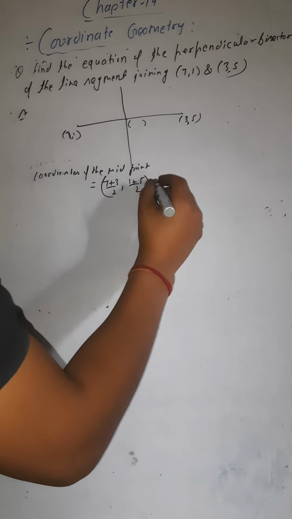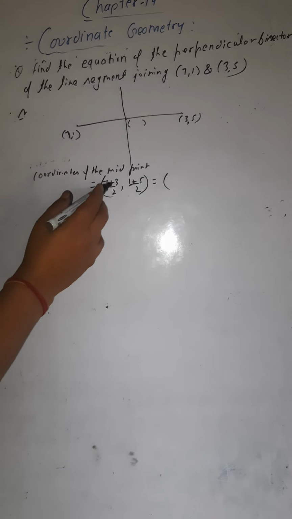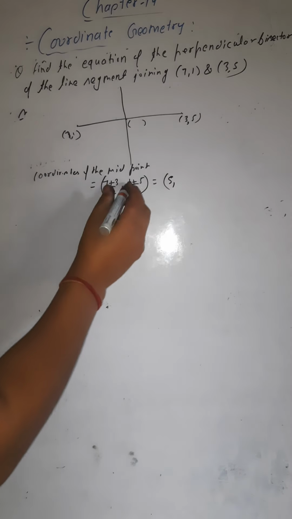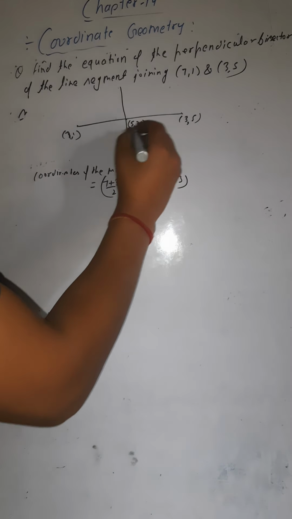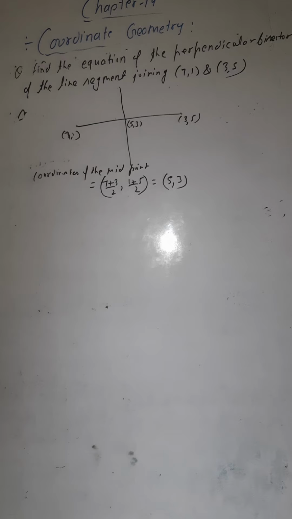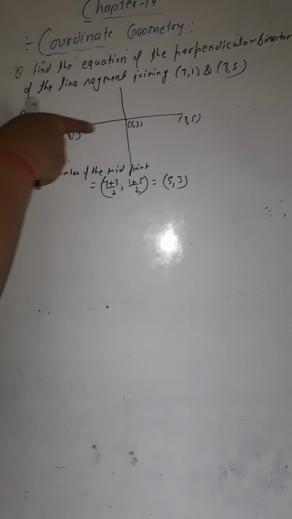So what would be the coordinates then? 7 plus 3 is 10, 10 by 2 is 5. 1 plus 5 is 6, 6 by 2 is 3. So these are the coordinates: the coordinates of the midpoint are (5, 3). Now we will find the slope of this line segment.